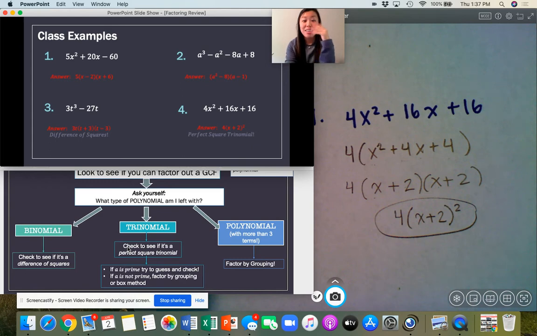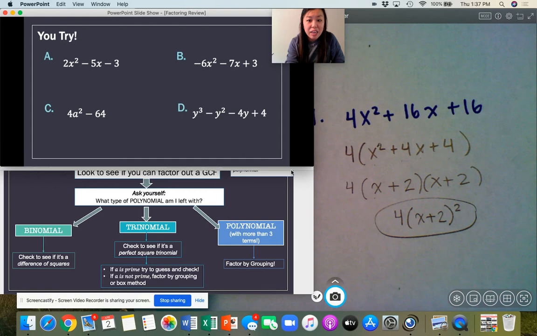All right, so you've got your flow chart. We've talked about a lot of different strategies. This was a huge mashup lesson. So let's see if you can apply it now. In this you-try example, you have 4 examples. Use this flow chart as a reference if you need to. What you're going to want to do right now is copy down these 4 examples, pause the video, and try it out. Once you unpause, we'll go over the solutions.